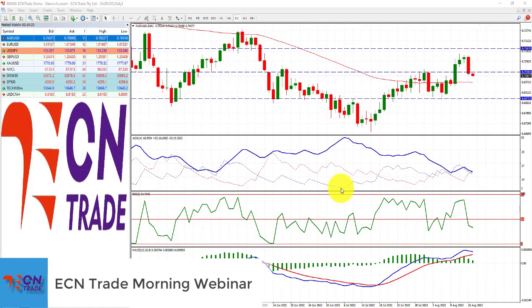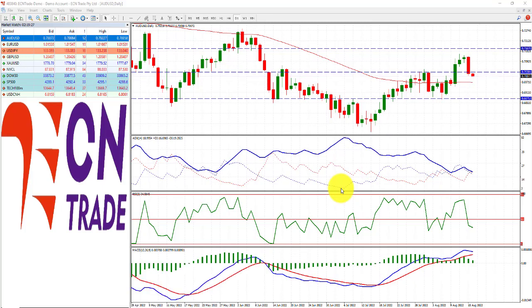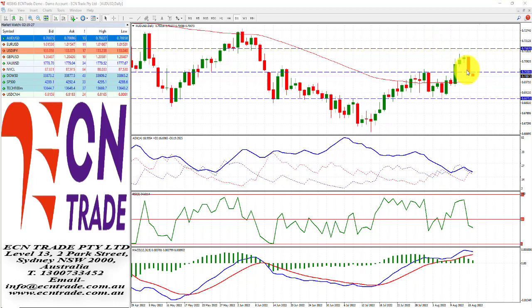Well, it was rather a volatile night over the Monday session, with the Australian dollar taking a challenge back towards the downside and now looking towards that support area, which is seen roughly around 69.55.